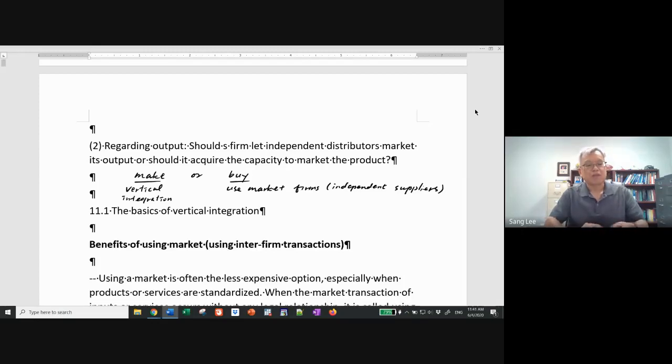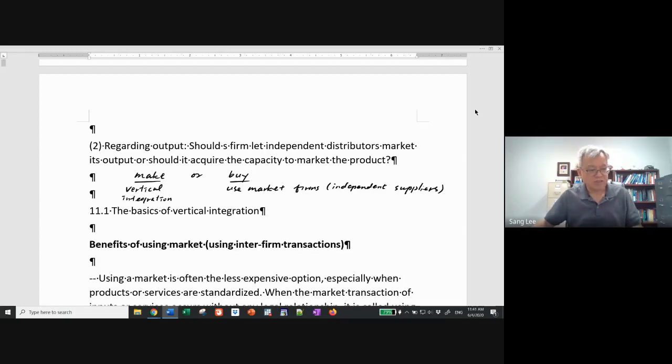So if you decided to make something, then what? You expand your supply chain. But if you decide to buy something instead of producing them internally, then what? Your supply chain will become shorter. So in essence, it's all about make or buy decisions.